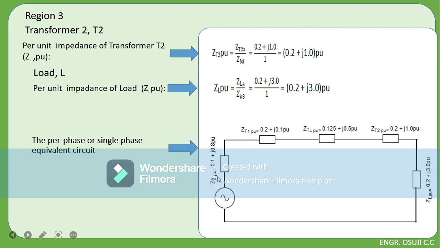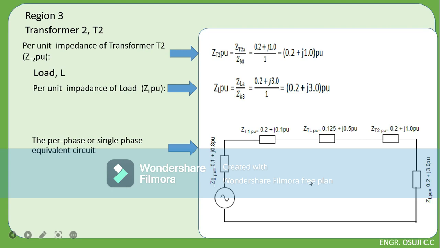So you can see the equivalent circuit, which contains all the per unit values that we calculated. So this is the generator in the system. This is its per unit impedance. As we get here, this is transformer T1, and this is its per unit impedance. This is the transmission line, and this is its per unit impedance. This is ZT2, the transformer 2. This is its per unit impedance, and this is the load and its per unit impedance.